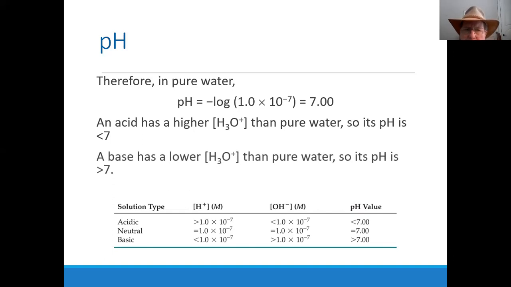A base has a lower H3O+ concentration than pure water. What that means is that this exponent is increased. Again, the log of a number that is raised to a higher power of 10 is going to be a bigger number than 7. So the pH is greater than 7.